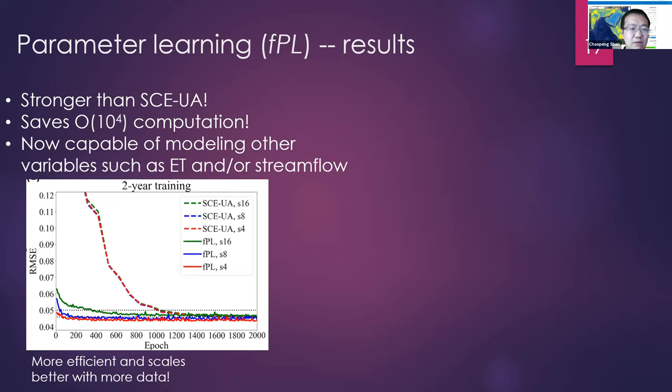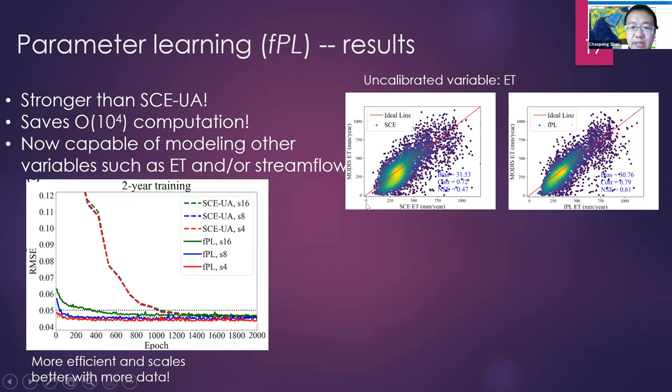Now with that, we're able to predict uncalibrated variables such as ET. So we compared the ET, this is uncalibrated, okay, it's totally not used during the training. But for the ET from SCE, you get the parameters, you run it through, and you get a correlation of 0.72 with MODIS. With FPL, we get 0.79. Okay, so it's actually giving us more physically sensible parameters.